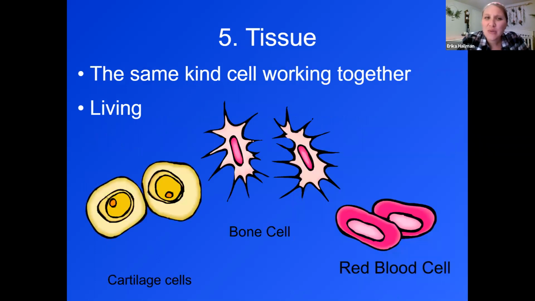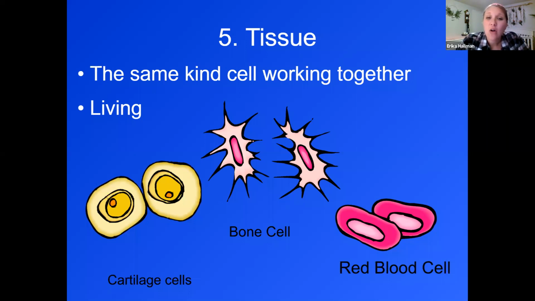And that leads us to tissues. Tissues are whenever we have the same type of specific cell working together for a common good. Tissue is considered living as well. You can see that there are 3 examples of cells that all look very, very different within our body. The cells on the left are called cartilage cells or chondrocytes. The cells in the center are called bone cells or osteocytes. And the cells on the right are called red blood cells or erythrocytes.